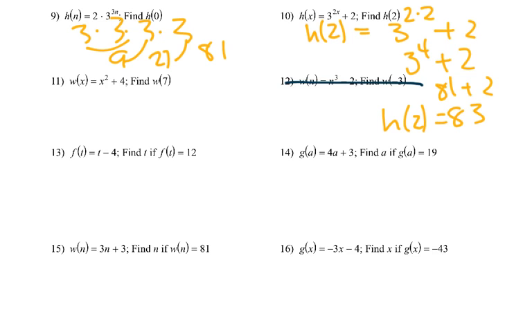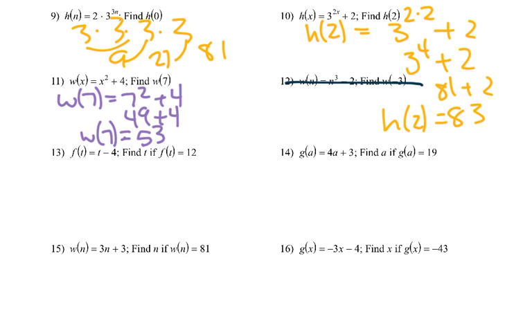Okay, so hopefully we're seeing that this isn't too difficult. W of 7 would equal 7 squared plus 4. 7 times 7 is 49, plus 4 would give us 53. So W of 7 would equal 53.